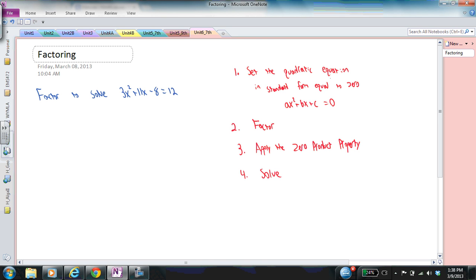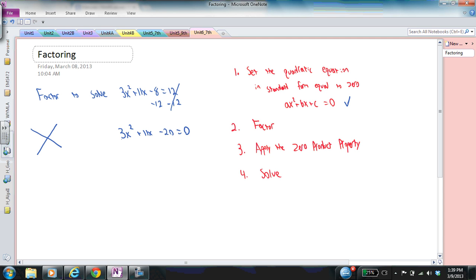So first we have to set the quadratic equation in standard form equal to 0. This one's not already done for us, so we have to subtract 12 from both sides so that we can get 0 on the right side. So 3x squared plus 11x minus 20 equals 0. Now it's in standard form, equal to 0. Now we can factor. So again, I'm going to use the x factor, but this time it's going to look a little bit differently.